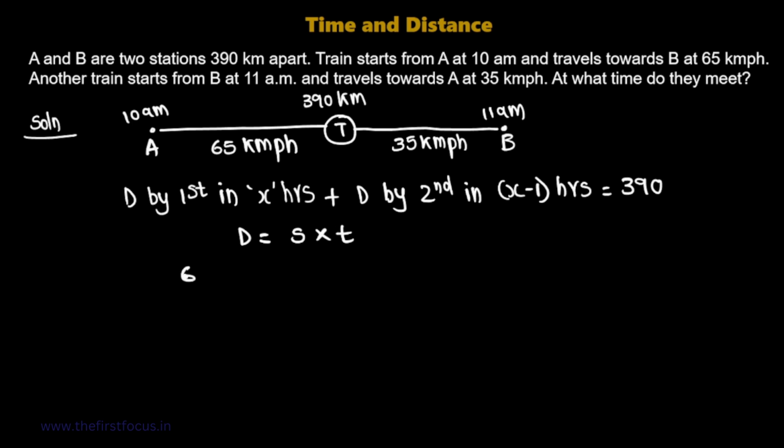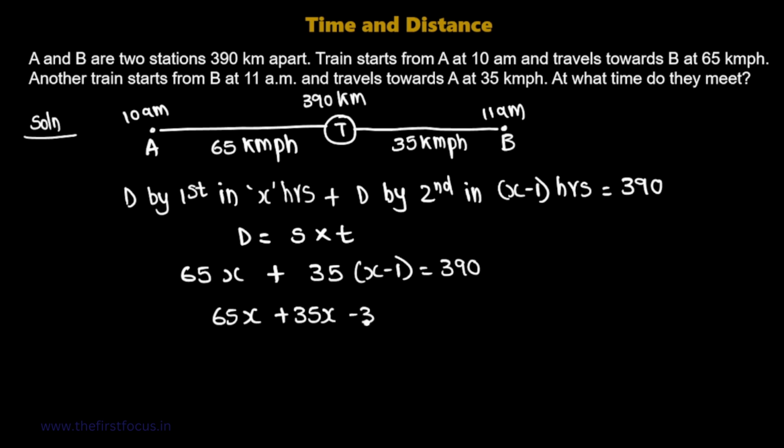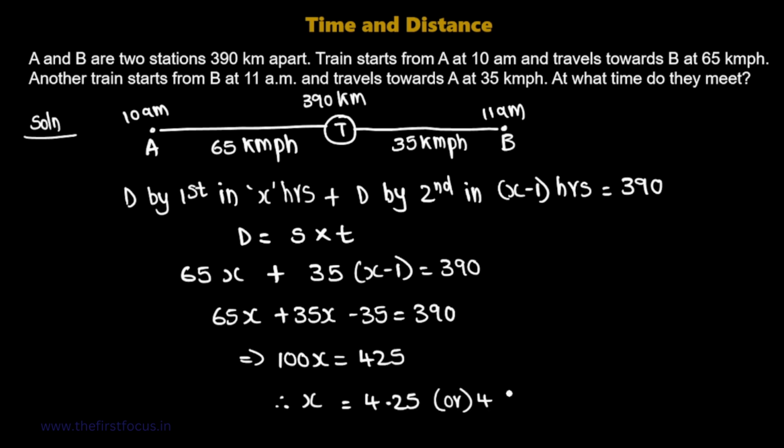So the speed of the first train is 65 into the time x plus the speed of the second train, they have given as 35 into the time we have taken as x minus 1 is equal to 390. On solving this we get 65x plus 35x minus 35 is equal to 390. Then 100x is equal to 425. So the value of x is 4.25. We can also write as 4 and 1 by 4 hours. That is 4 hours 15 minutes.